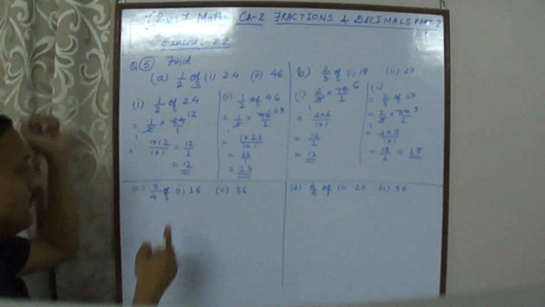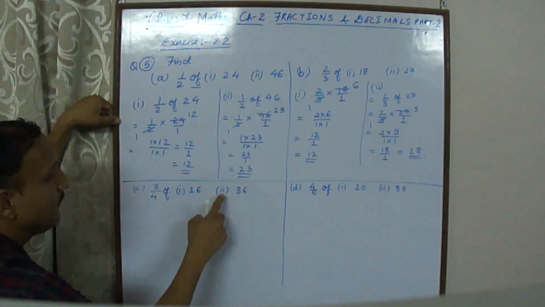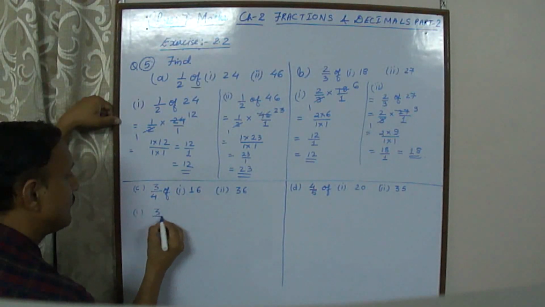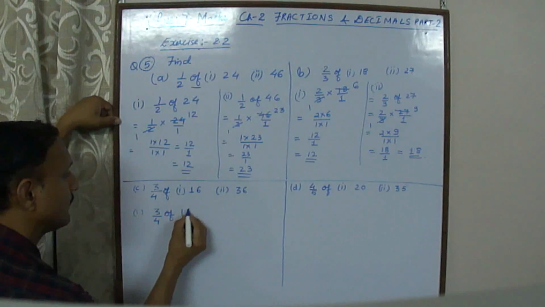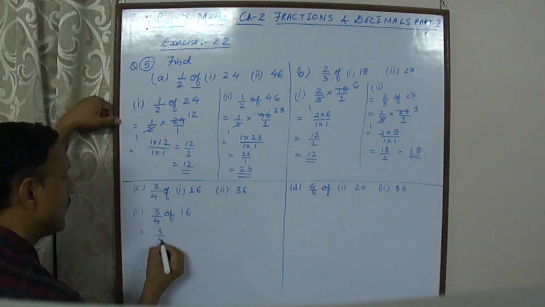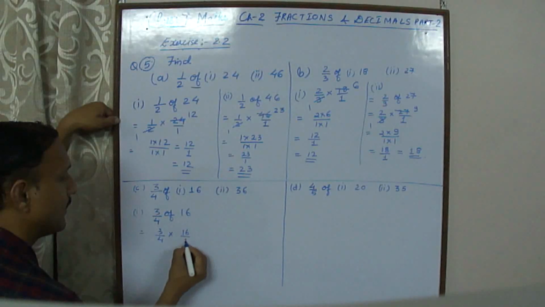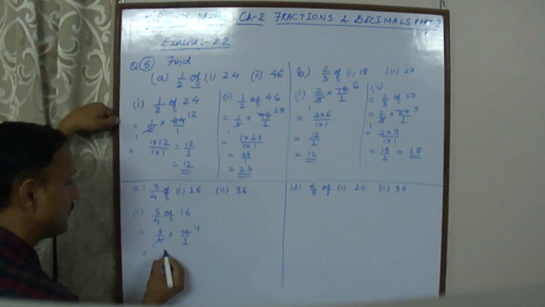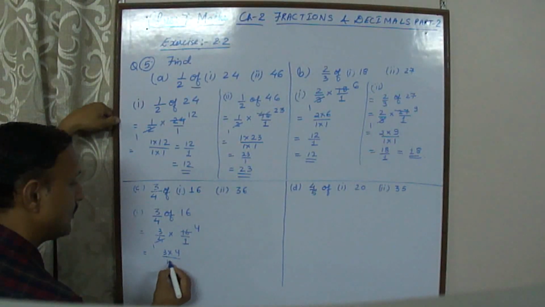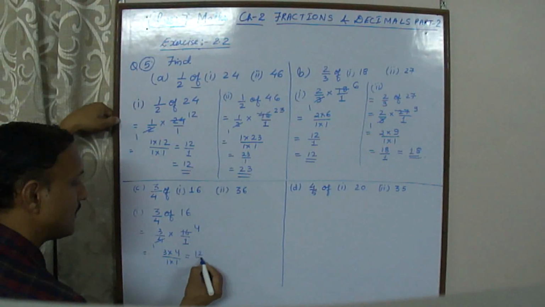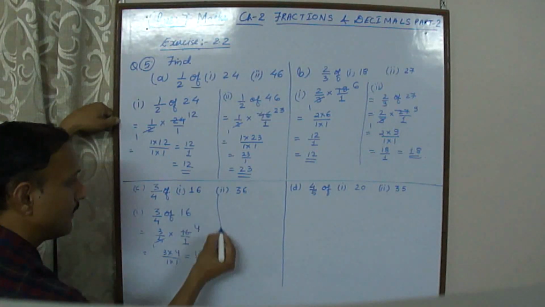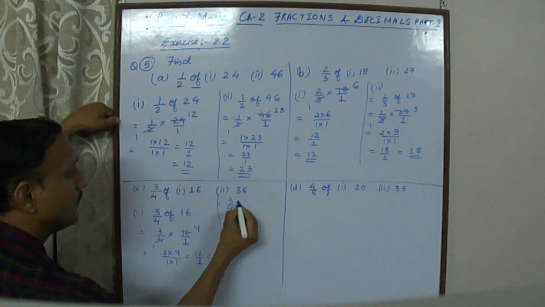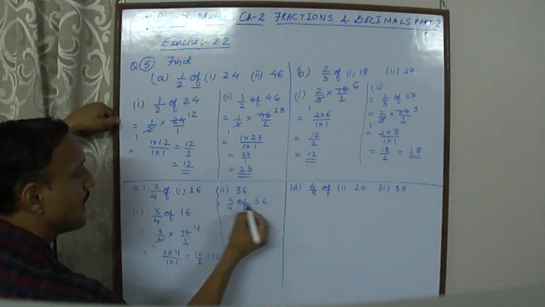Similarly C, again we have to find for 2 questions. First is 16 and second is 36. So first one, 3 by 4 of 16 means 3 by 4 into 16 by 1. It's possible to cut. 4 ones are 4, 4 4s are 16. Multiply numerator with numerator and denominator with denominator. 3 4s are 12. 12 by 1 means 12 only. The second part same. 3 by 4 of 36, second part.